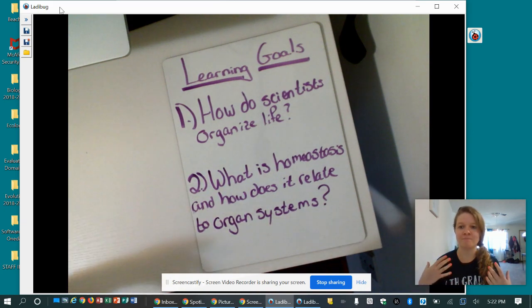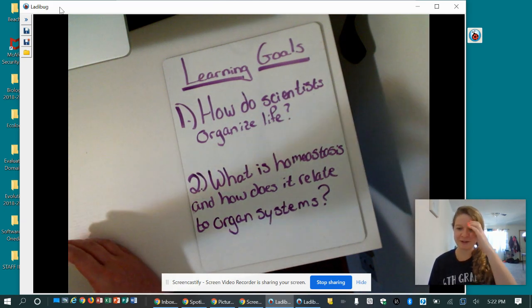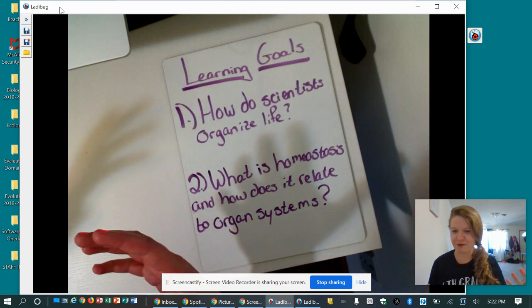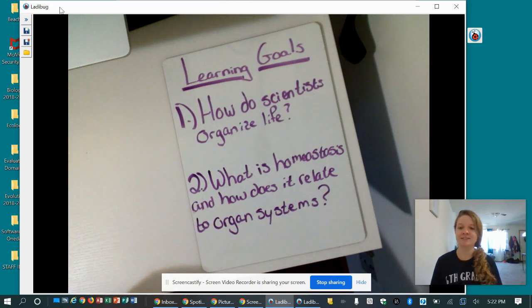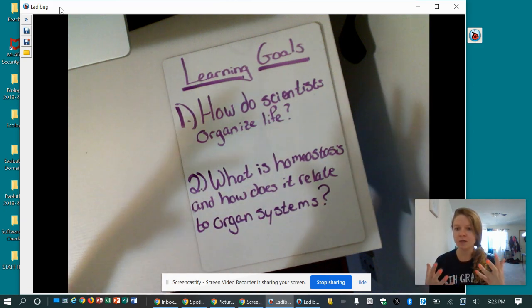We are all done with our cells and our mitosis unit, and now we are moving on to the human body and the body systems. So this is a super cool topic in science. I know I said that about everything, but I really mean it. This stuff is really cool to learn about because it's actually happening and it's part of you.